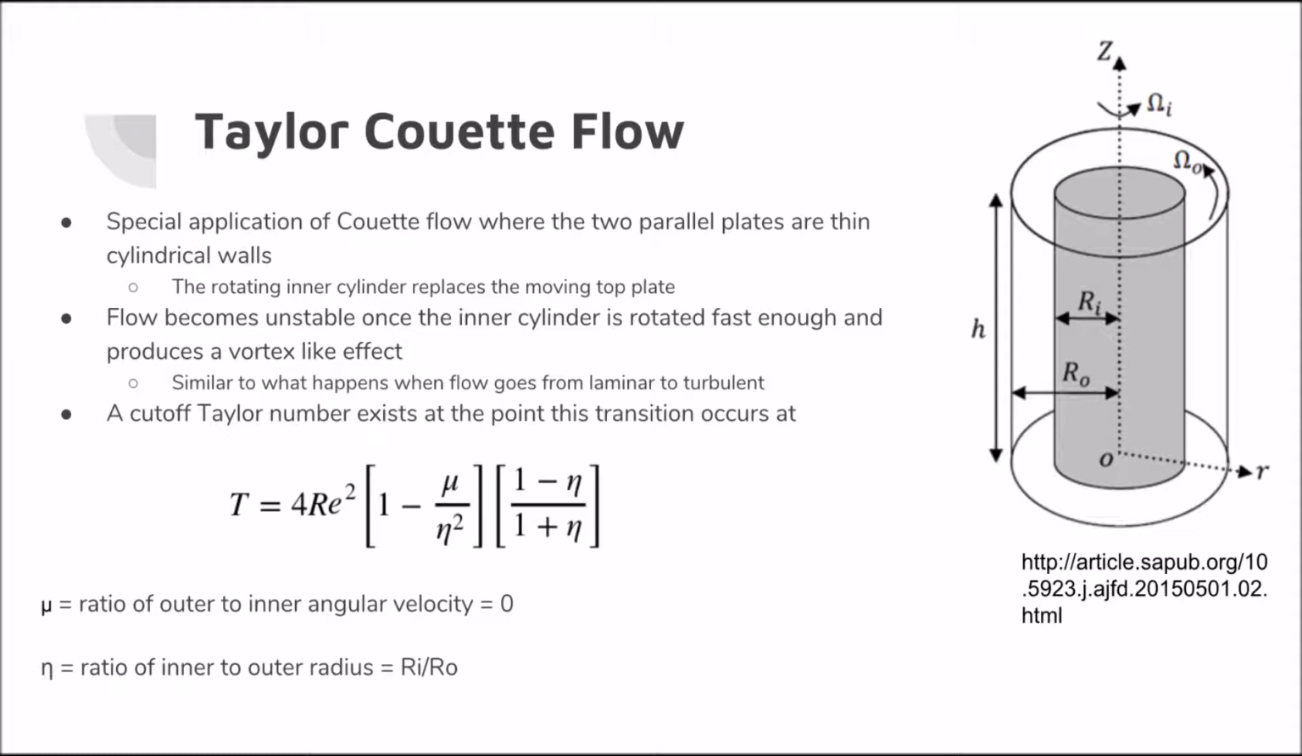Taylor Couette uses a Taylor number instead of a Reynolds number. This Taylor number is a combination of the Reynolds number, the ratio of angular speeds of the cylinders, and the ratio of the radii of the cylinders.